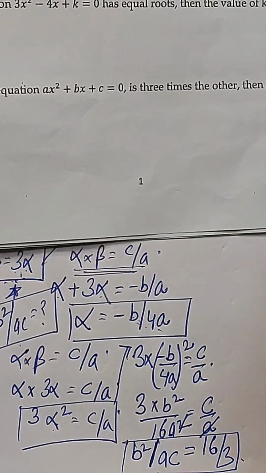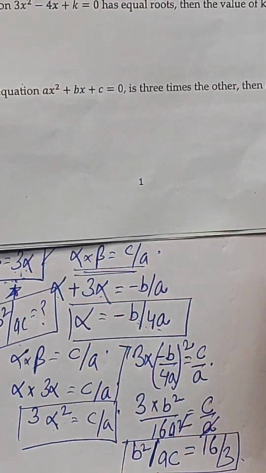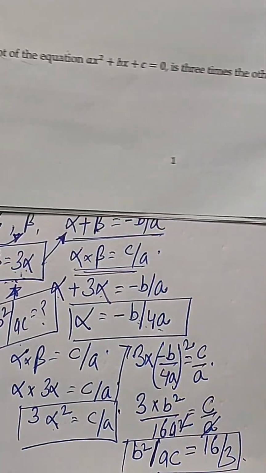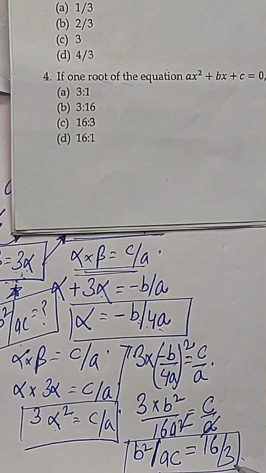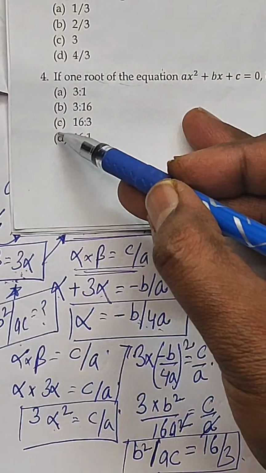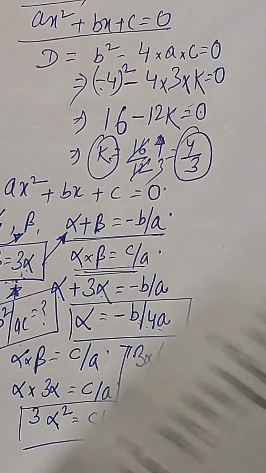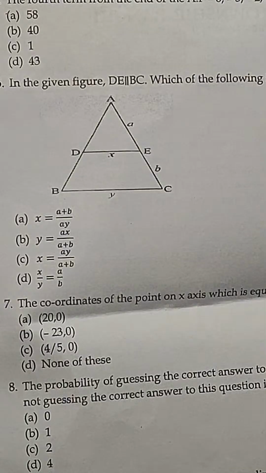So here you can see, if one root of the equation x square plus bx plus c is 3 times the other, then the value of b square is to ac is how much? So we have calculated, this is coming as 16 by 3. So option number C is correct, right? If you want, we can take more questions.